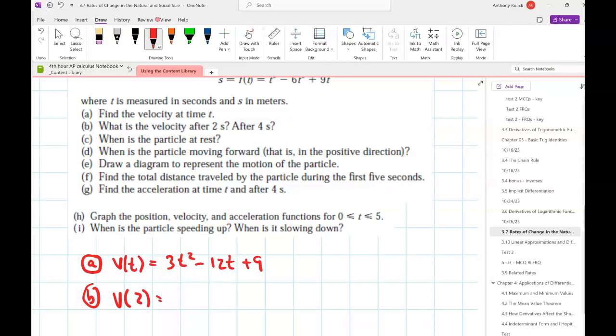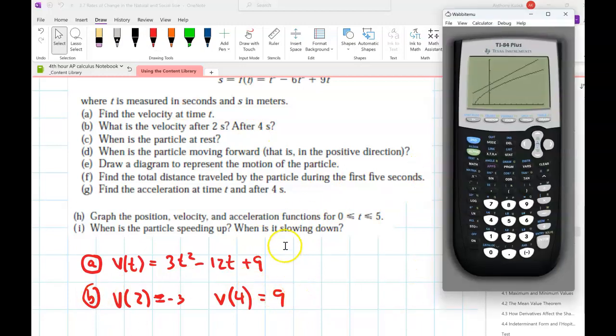It says, what is the velocity after 2 seconds? So that's going to be 12 minus 24 plus 9, that's -3. And that'll be 48 minus 48 plus 9, that's 9. Now, I did that arithmetic in my head, but if I had the option and I was on the AP exam, and this was a calculator active problem, this is how I would do this problem in my calculator. Because I don't want to get this wrong if I accidentally did the derivative wrong.